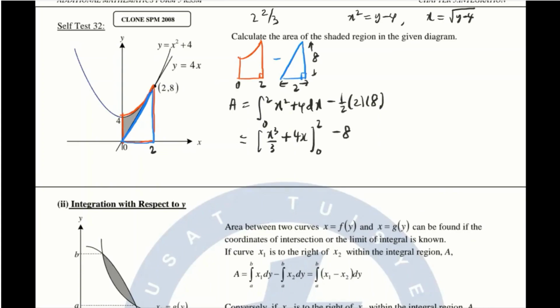So if I put 2 inside, 2 to the power 3 is 8 over 3. 2 times 4 is also 8. You minus 0, minus 8 again. So after you subtract 8, you're left with 8 over 3, or 2 over 3 square units.